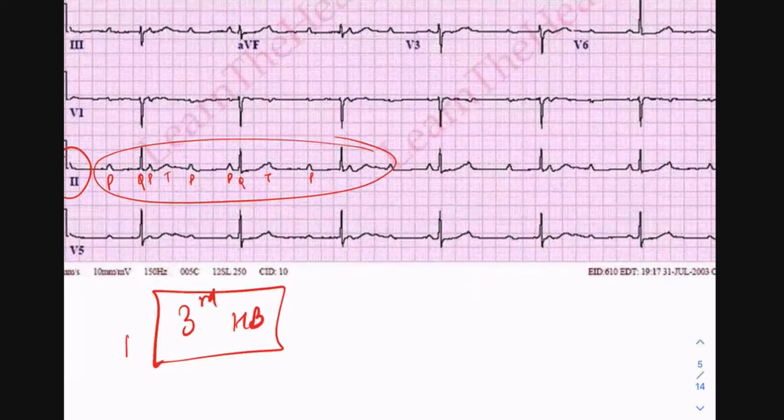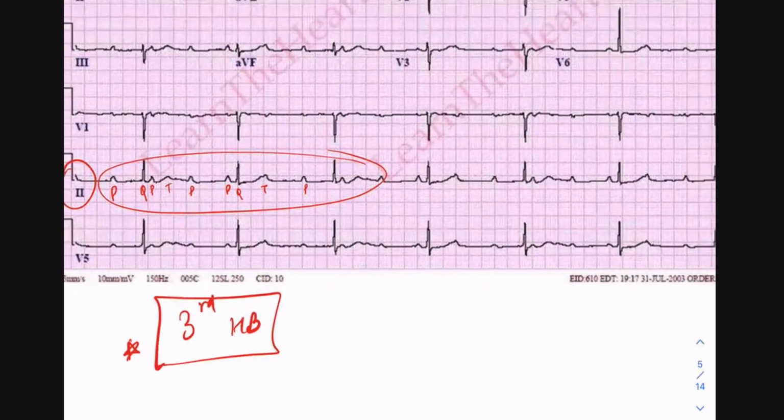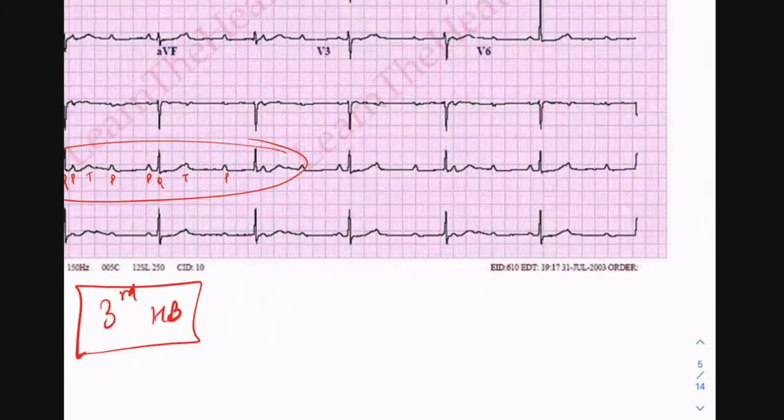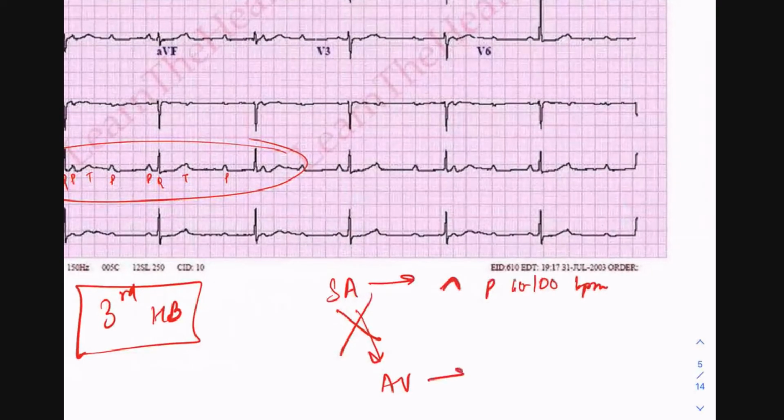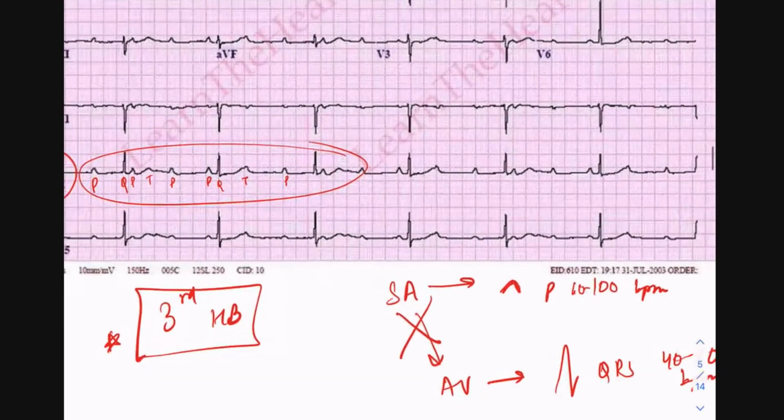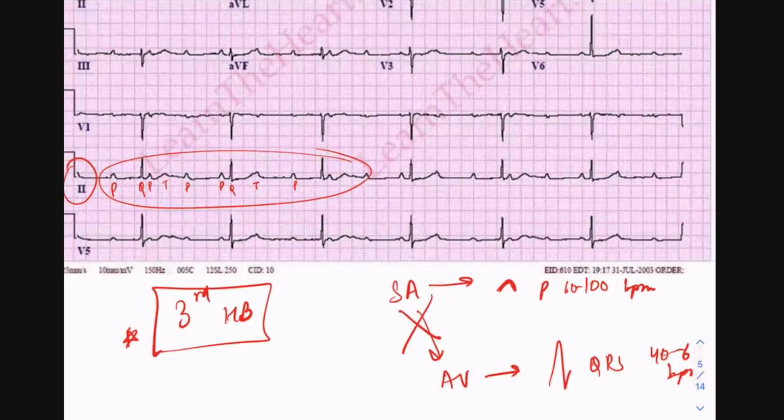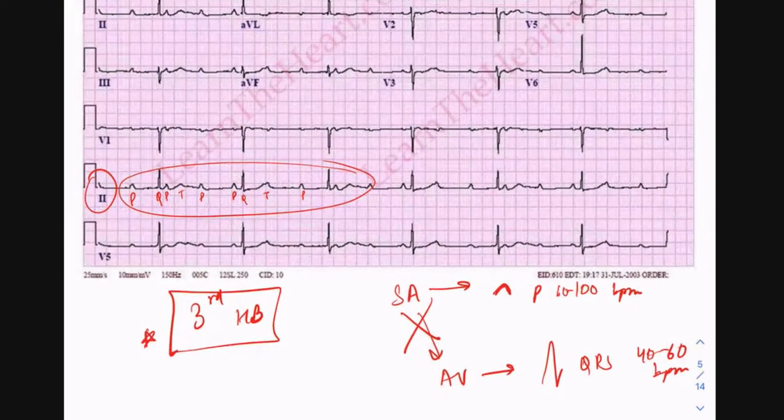And this is very concerning, right? We have to treat this with a pacemaker. What you basically see in a 3rd degree heart block is that the SA node is not talking to the AV node. There's no communication between them. So the SA node is setting its own P waves at a rate of 60 to 100 beats per minute, and the AV node is setting its own QRSs at a rate of 40 to 60 beats per minute. They're not communicating to each other, so you see these random P waves and random QRSs when you look at your rhythm strip. Okay.